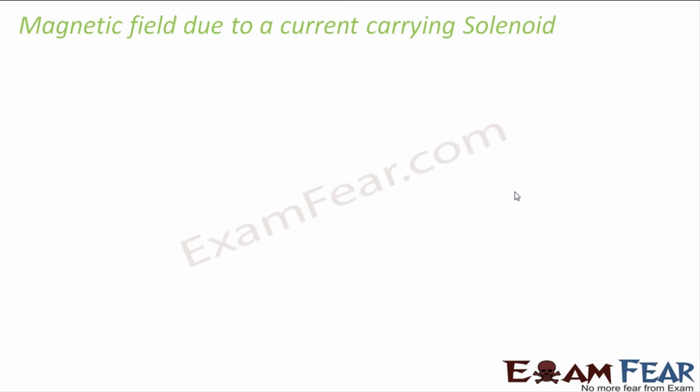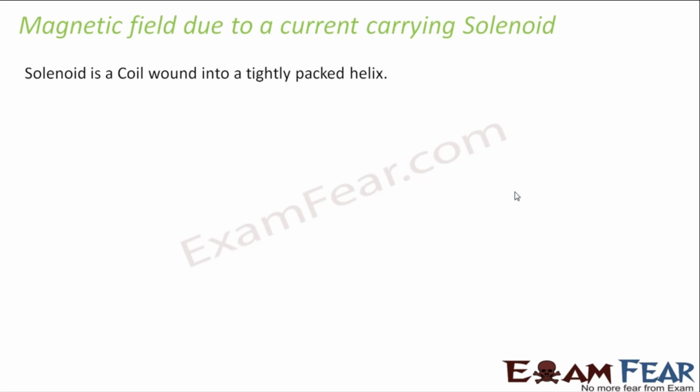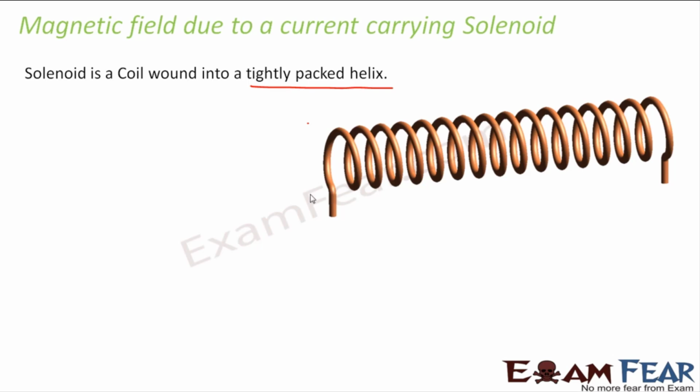Let us now look at magnetic field due to a current carrying solenoid. Before that, let us see what is a solenoid. Solenoid is nothing but a coil which is wound into a tightly packed helix. What is a tightly packed helix? It is nothing but something in this pattern. Suppose you have a coil which is wound very tightly in this pattern. This pattern is known as a helical pattern, like this. So if you have any coil which is in this pattern, it is known as a solenoid. So now we will see what kind of magnetic field is produced with a current carrying solenoid of this form.